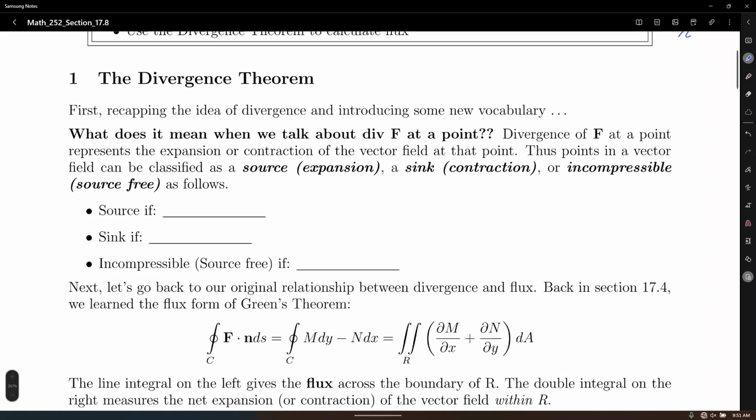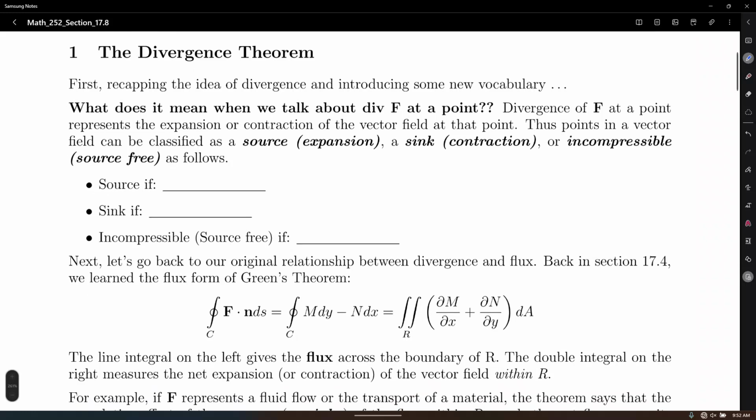Okay, what about the curl? Does the curl act on a vector or on a scalar? A vector, of course. And it produces what? A vector or a scalar? A vector. So the curl acts on a vector and produces a vector. And the divergence acts on the same vector field to produce a scalar.